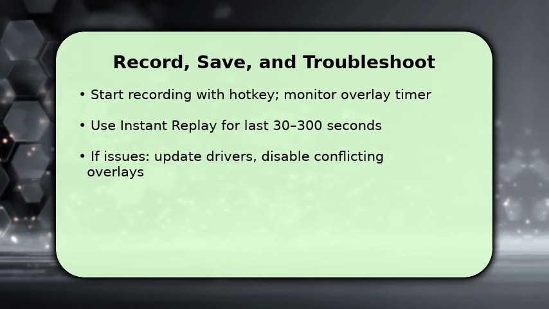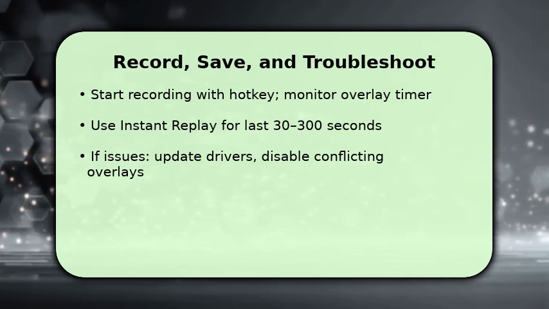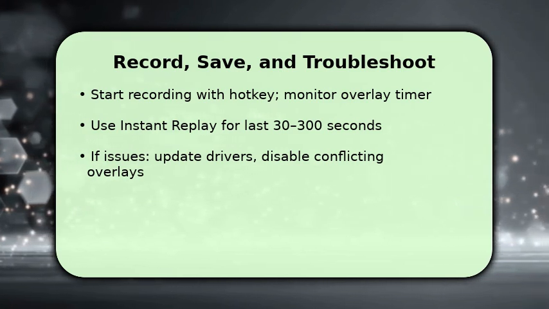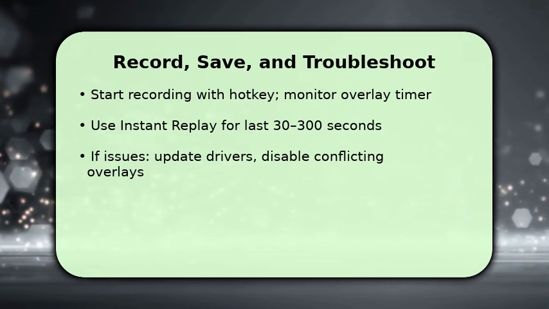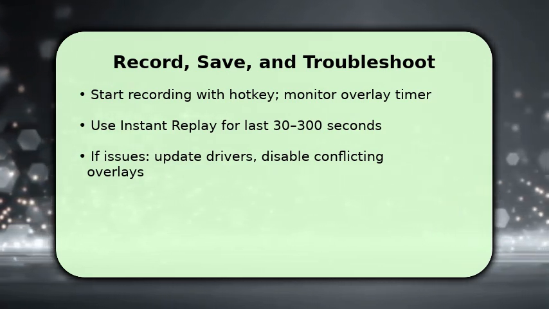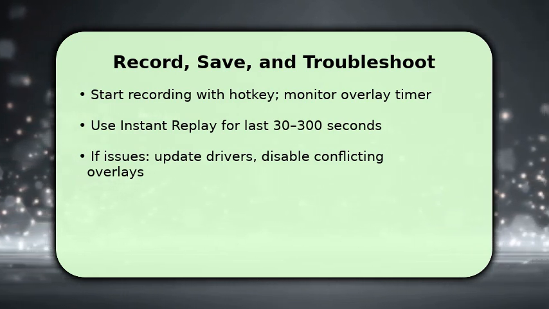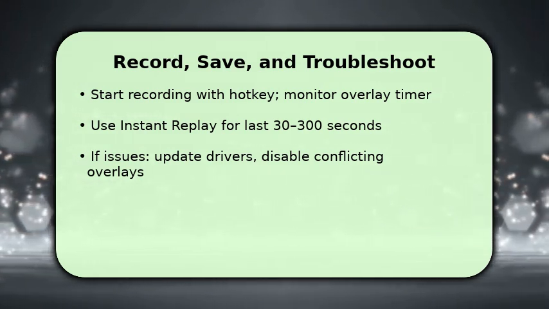For highlights, enable instant replay and set a duration like 30 or 60 seconds so you keep the best moments automatically. When finished, stop recording and locate files in the video's folder or custom path. If capture fails or stutters, update GPU drivers, disable other overlays, and lower recording resolution or bitrate to resolve conflicts quickly.